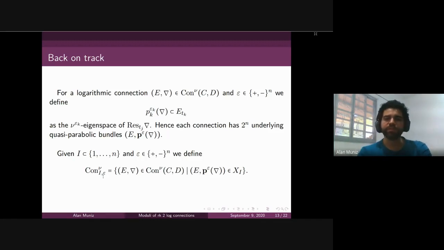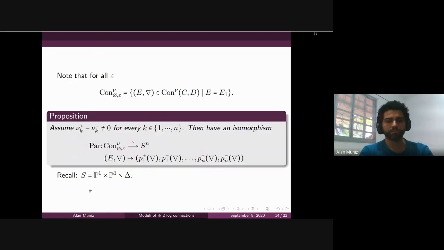Well, it turns out that these smaller subspaces, as we have seen from the statement of the theorem, are very neat, very easily described, at least when we assume some genericity for the eigenvalues nu. And that's our proposition here.